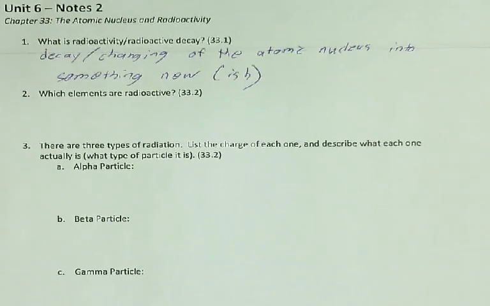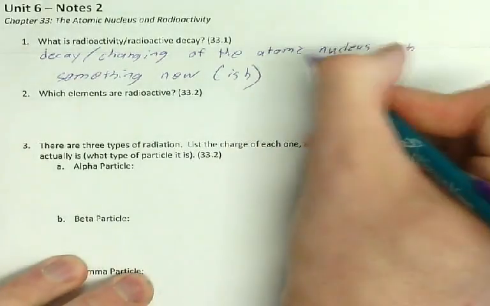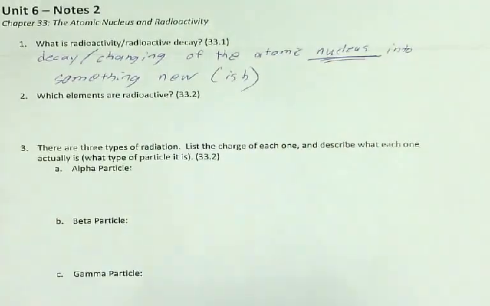Okay. It's changes, and the key is it's changes in the nucleus. So this is changes that happen in the nucleus, as opposed to changes that happen in, like, changing electron orbits or something like that. It's something that's happening inside the nucleus itself.